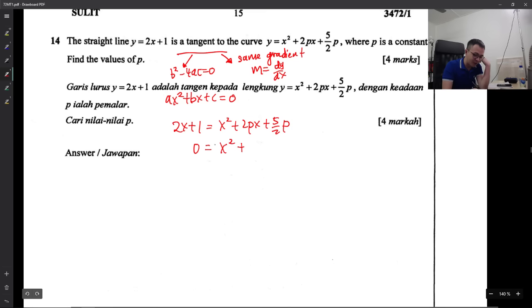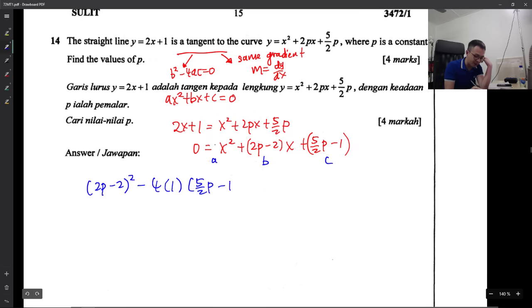Minus 2x, so I will factorize out the x: 2p minus 2, x, plus 1 will become minus 1, 5 over 2p minus 1. Then obviously you should be able to see your a, b, and c, because I will need to do the substitution here. So b squared minus 4, a is 1, right? C is 5 over 2p minus 1 equals to 0. So I kind of need to solve this one. 4p squared minus 8p plus 4. Okay, negative 4 times this one will be minus 10p plus 4 equals 0.